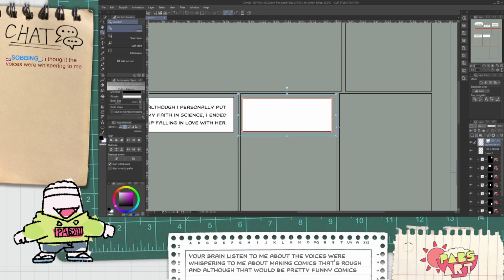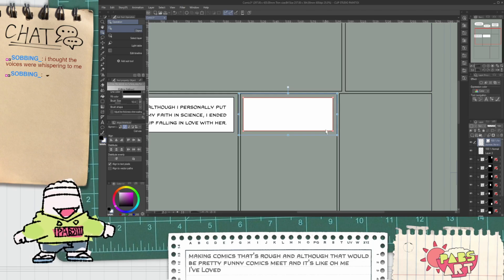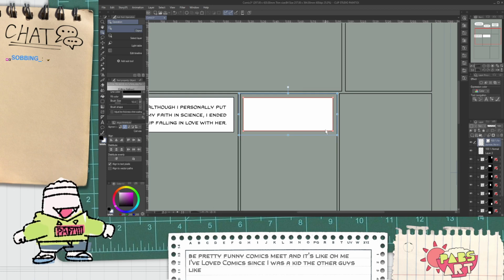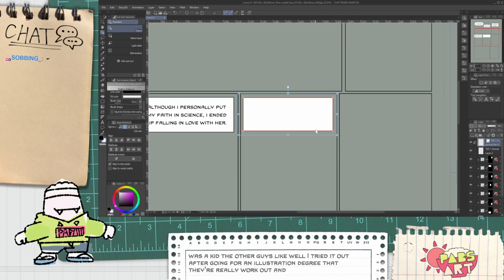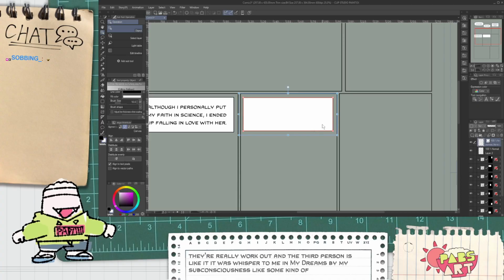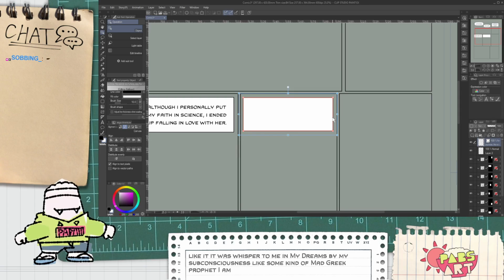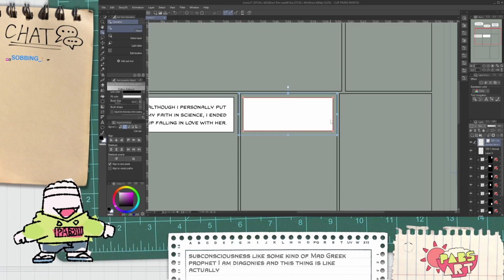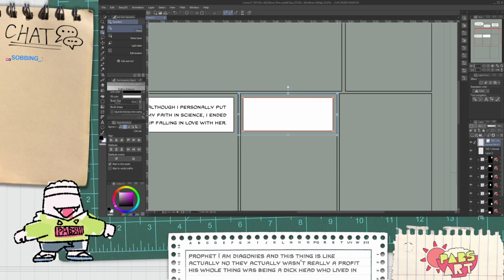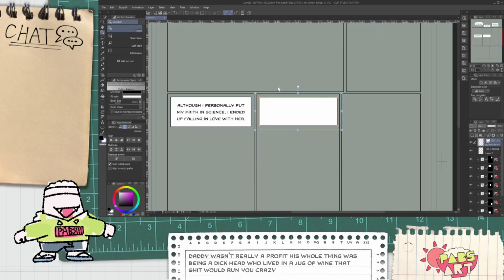Oh, and it's like a circle conference at like an artist meet, and it's like, oh, me? I've loved comics since I was a kid. The other guy's like, well, I tried it out after going for an illustration degree that didn't really work out. And then the third person is like, it was whispered to me in my dreams by my subconsciousness, like some kind of mad Greek prophet. I am Diogenes, and this thing is like. Actually, no. Diogenes wasn't really a prophet. His whole thing was being a dickhead who lived in a jug of wine. That shit would run you crazy rent in New York.